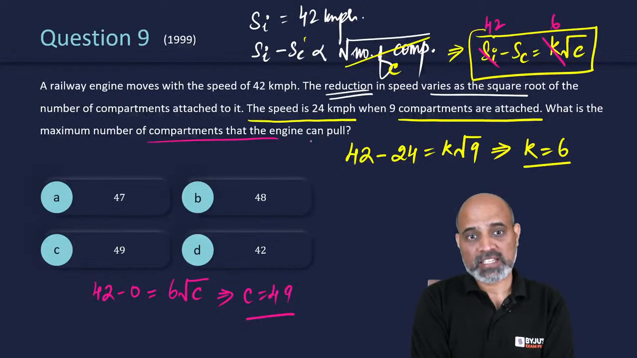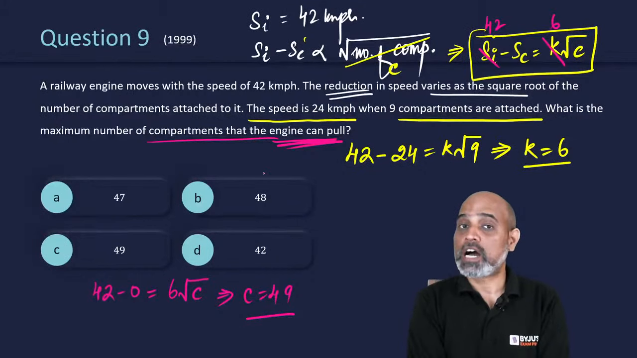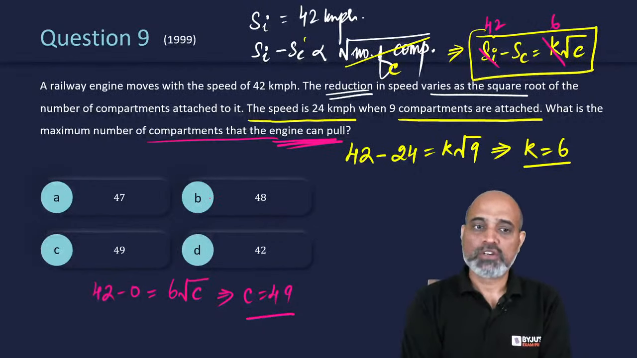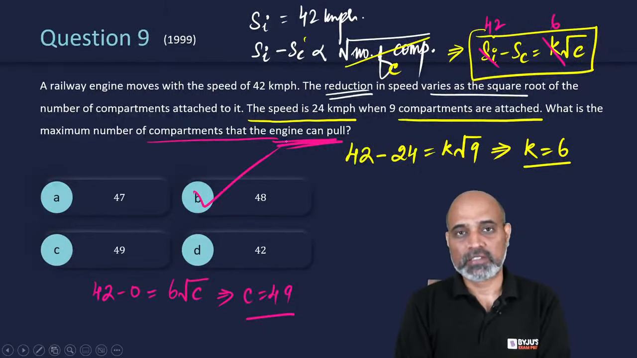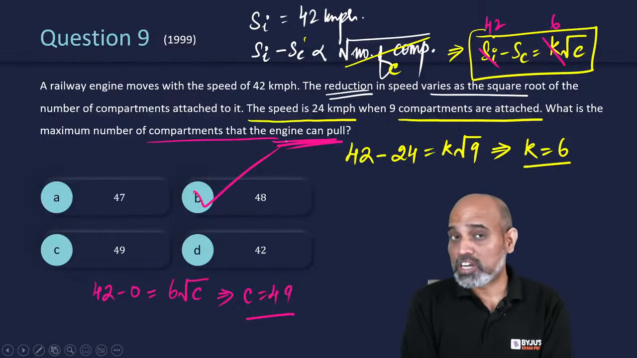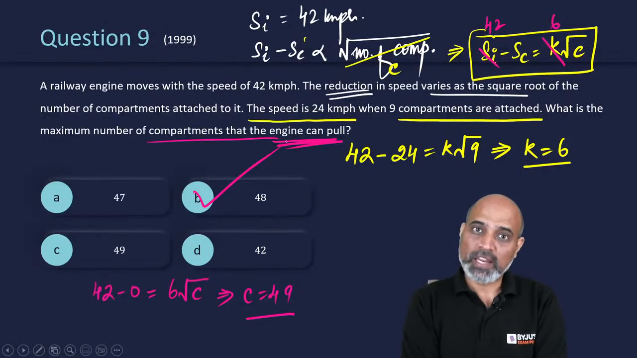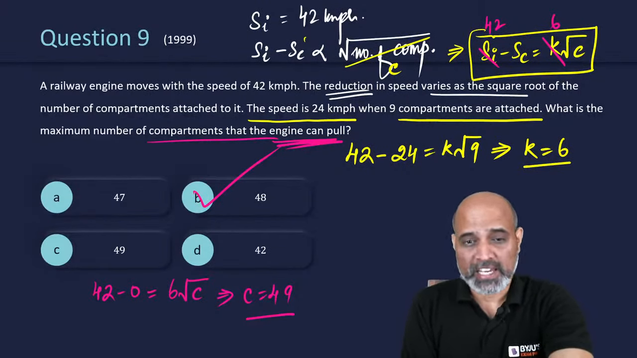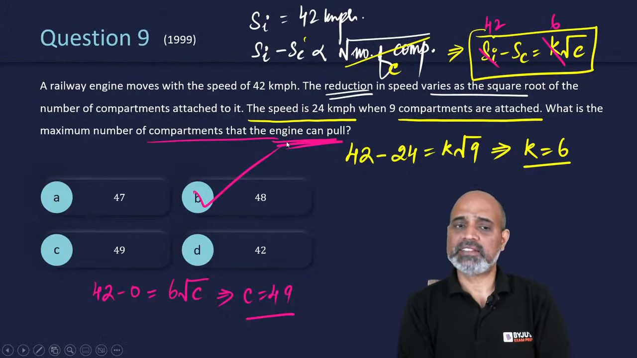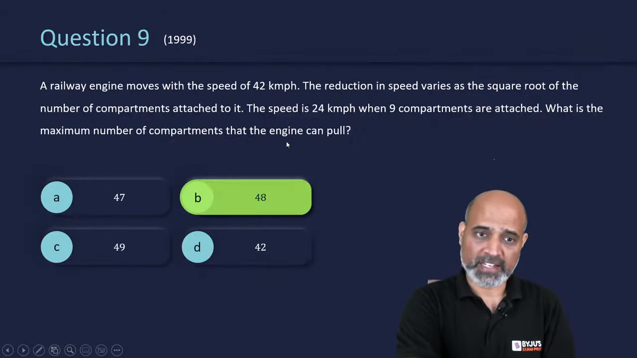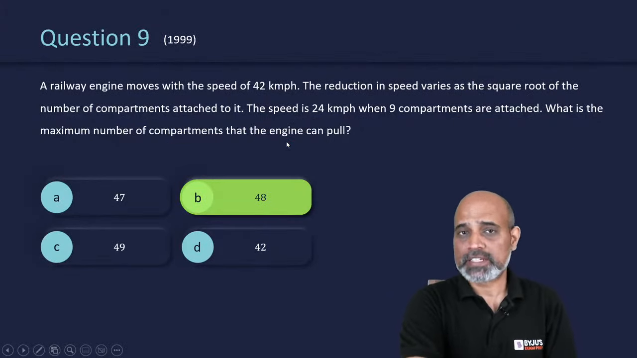But the question is, the engine can pull, अभी भी खिच सकता है. तो एक compartment हटा दो, train चलना शुरू हो जाएगी. So 48 will become the answer and not 49. 49 is when the engine is not able to pull. 48 is when the engine will be able to pull. Right? So I took the extreme case and then we will do it. So Vaishnavi, have you completed the TSD topic entirely? 48 is the answer.